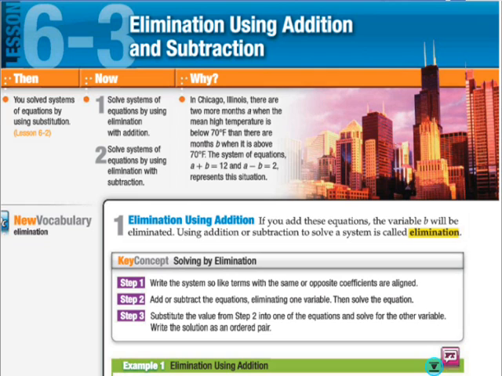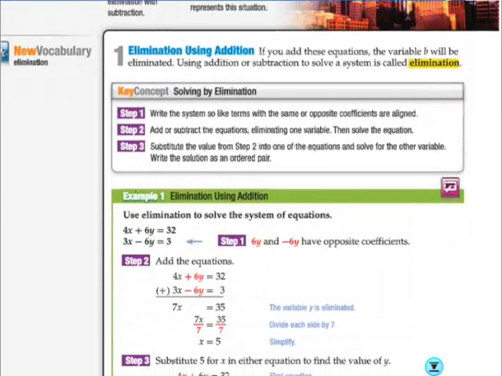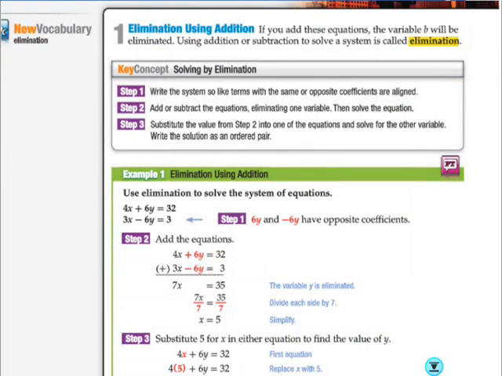Guys, welcome to the notes on 6.3. We're going to look at elimination using addition and subtraction. So we've solved by graphing, we've solved with substitution, and now the third method is something called elimination. What we're going to do essentially is add the two equations and hope to eliminate one of the variables, which will allow us to solve for the other, and then we're going to plug that back in and solve for it.